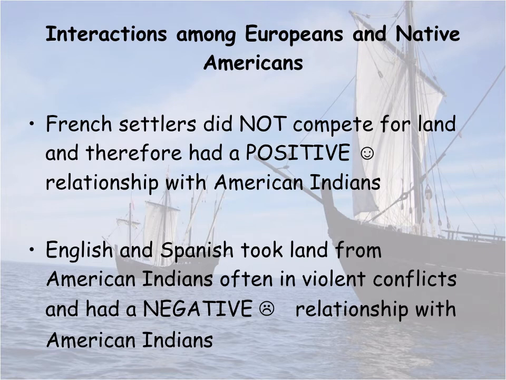Now your interactions among the Europeans and the Native Americans. The French, they didn't compete for land, so that is a big no competition for land, and had a very positive relationship with the American Indians, as I was just saying. Now, the English and the Spanish often took land from the Native Americans and found a lot of violence with it. They had a very negative relationship with the American Indians, and that led to a lot of problems, bloodshed, and a lot of hard feelings that are still felt to this day because of how we treated them.